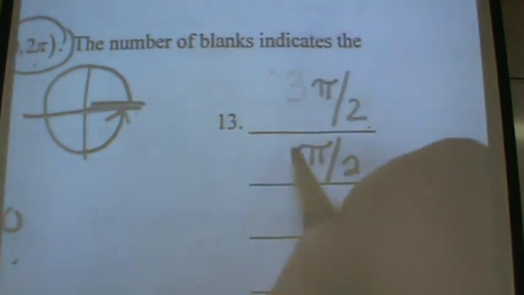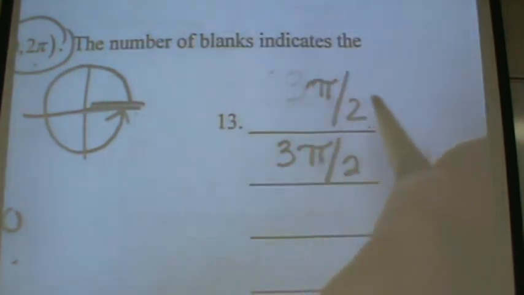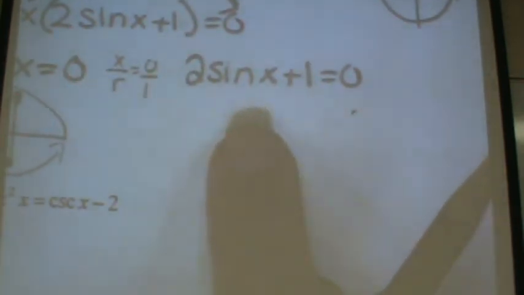Actually, let's put them in order. Let's do pi over 2 and 3 pi over 2. Okay, now, do this one. Set this equal to 0, which we did. How do you solve this? How do you get sine of x by itself? You should be able to do that.